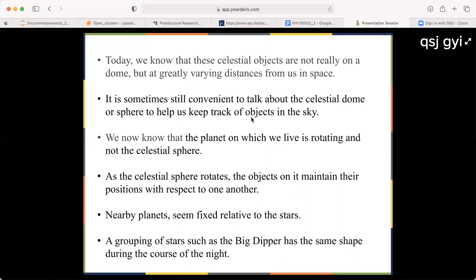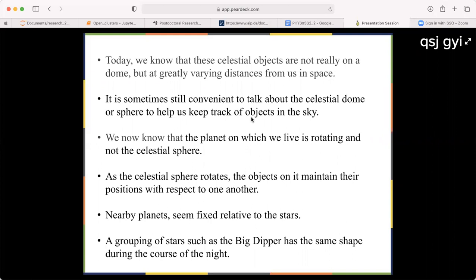So this brings us to think that our previous idea is not a correct one, right? However, it is sometimes still convenient to talk about the celestial dome or sphere to keep track of these objects. We know that all these stars and objects are not at the same distance from us, but it is still helpful to think about the dome or the sphere concept, because it makes it easy to keep these objects trackable, and you can locate objects very easily when you think about it, right? So it's basically like a two-dimensional view of the three-dimensional universe. So that's what happens here.